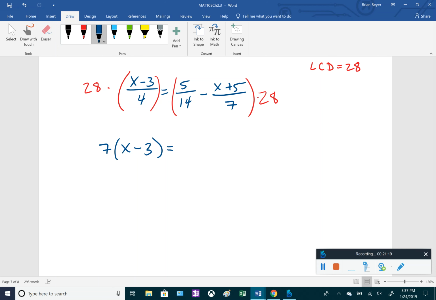On the right-hand side, 5 over 14 times 28. Remember, we have to distribute this 28. 28 divided by 14 is 2. So that's going to be 5 times 2. And then 28 for the second term, 28 divided by 7 is going to be 4. And just don't forget parentheses around the x plus 5. So this 7 came from the 28 divided by 4. This 2 came from the 28 divided by 14. And this 4 came from the 28 divided by 7.